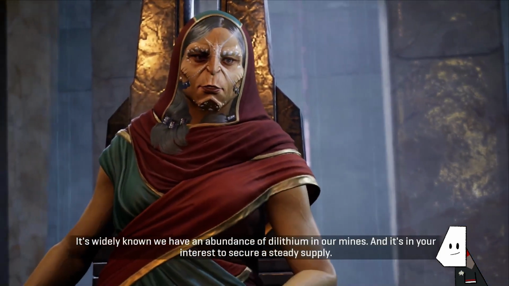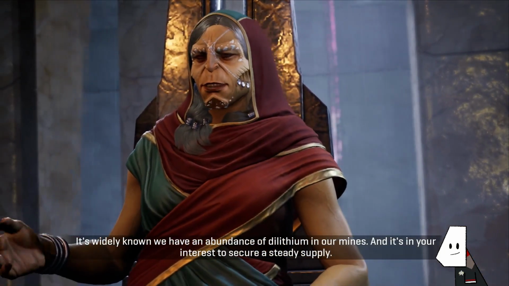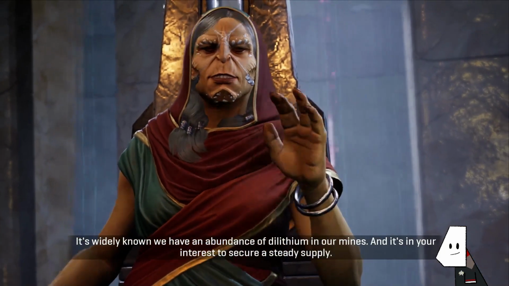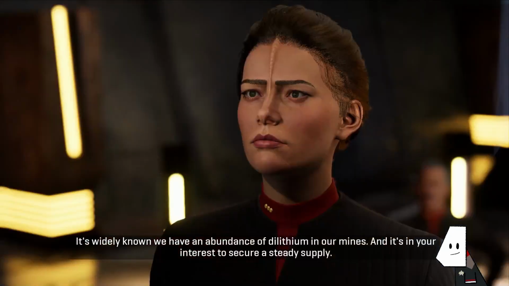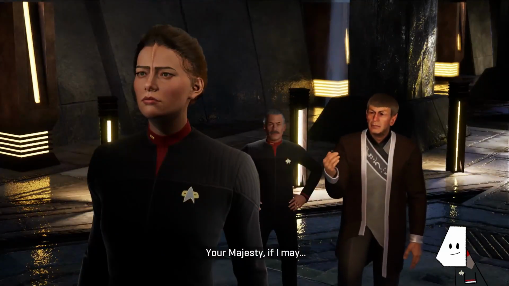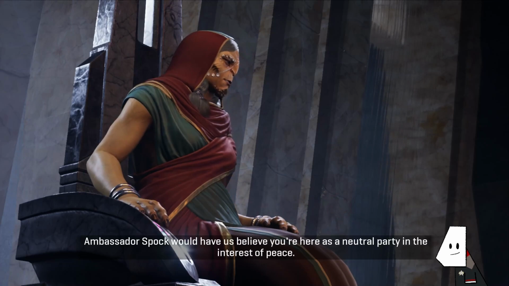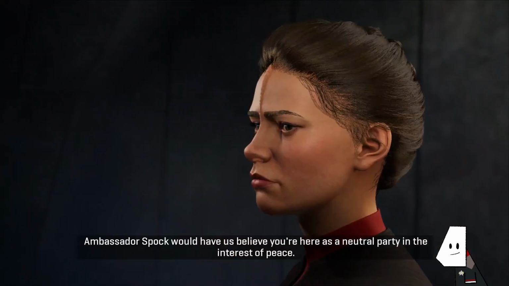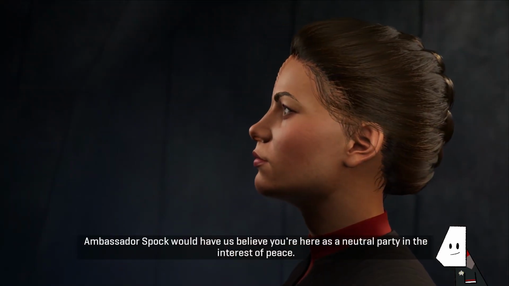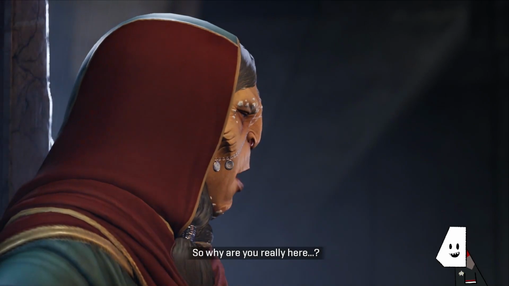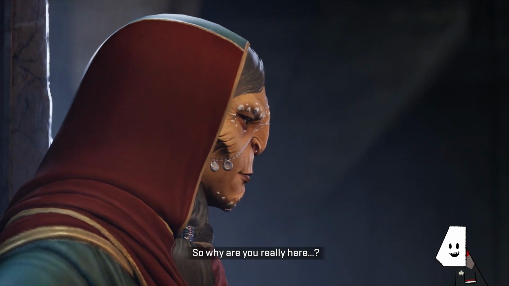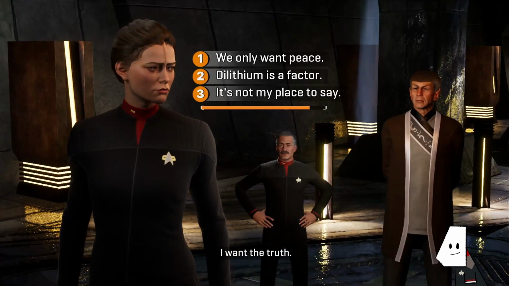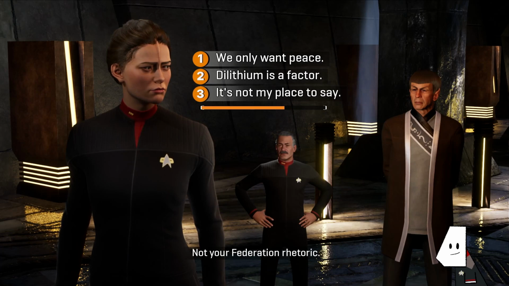It's widely known we have an abundance of dilithium in our mines. And it's in your interest to secure a steady supply. Your Majesty, if I may. Ambassador Spock would have us believe you're here as a neutral party in the interest of peace. Why are you really here? The resource that they're mining. I want the truth, not your Federation rhetoric.